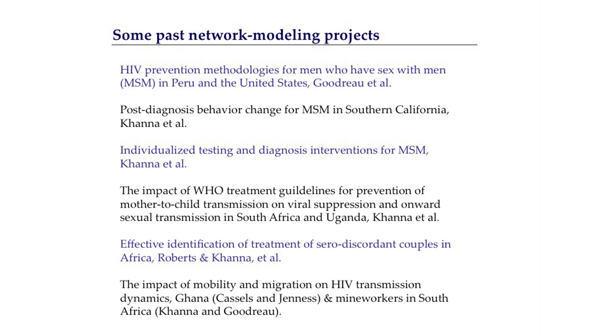So, some network modeling projects that I've been involved with in various degrees. My mentor, Dr. Goodreau at Washington, did this famous set of studies comparing men who have sex with men in Peru and the United States. We then followed that up with work on post-diagnosis behavior change. There's been data showing that once somebody gets diagnosed with HIV, they're less likely to have risky sex with other uninfected people. And what does that mean for overall HIV transmission?